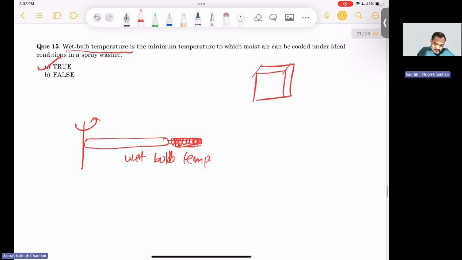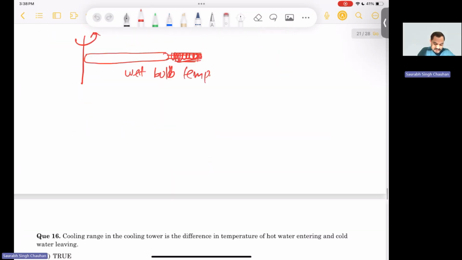But anyways, the wet bulb temperature is the minimum temperature to which the moist air can be cooled under ideal condition in a spray washer. So this is the correct option, a true statement. Okay.